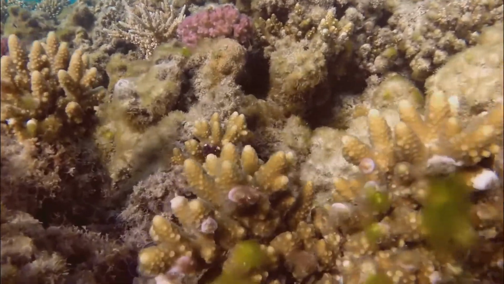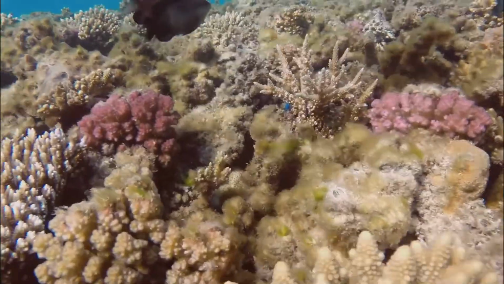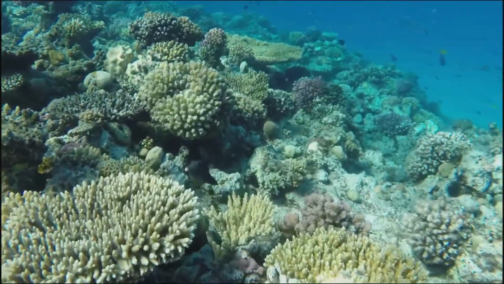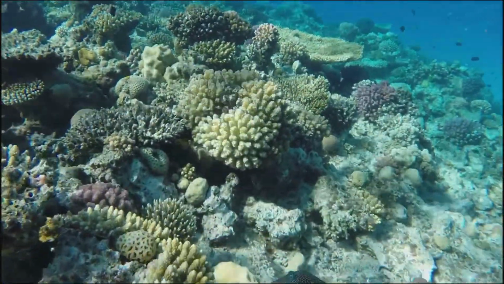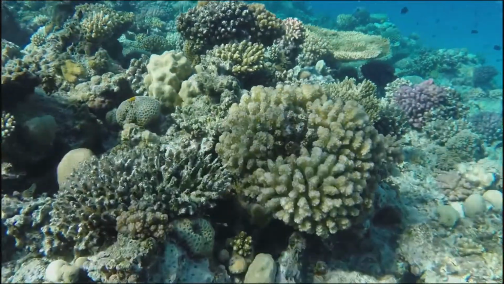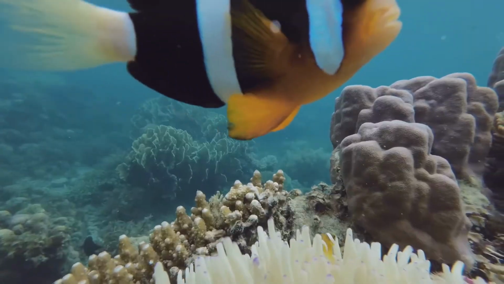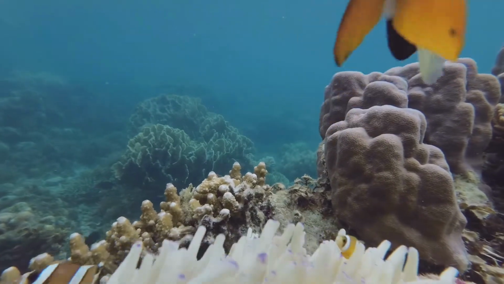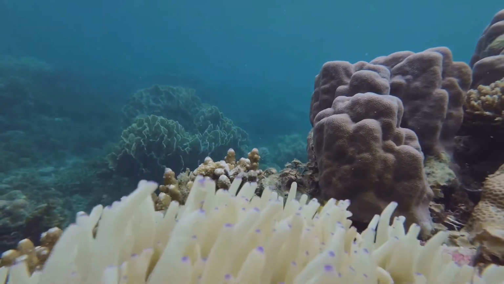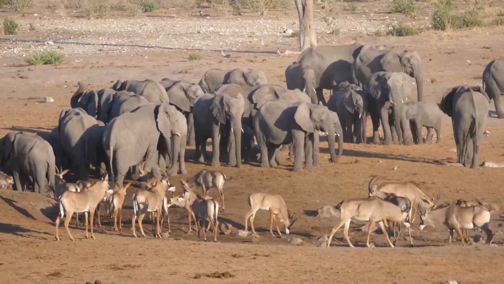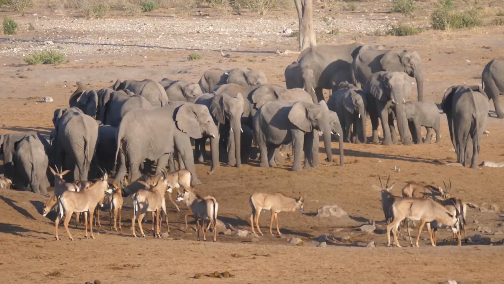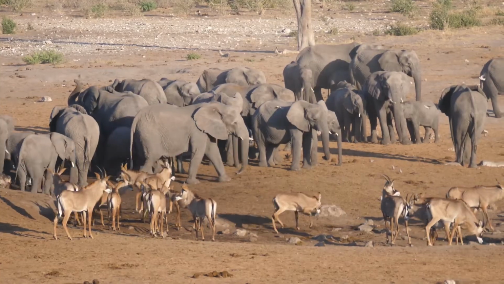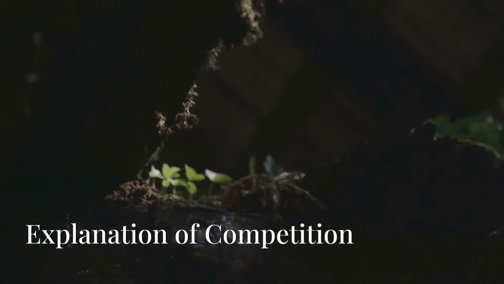Another example is the association between coral and algae. The algae provide energy to the coral through photosynthesis, while the coral offers the algae a safe place to live. Mutualism fosters interdependence, ensuring that ecosystems remain productive and resilient. These partnerships create a web of cooperation that supports stability even in the face of environmental changes.